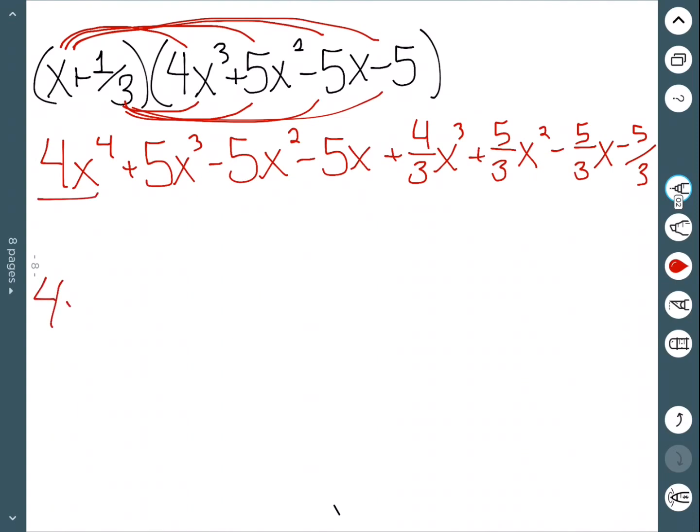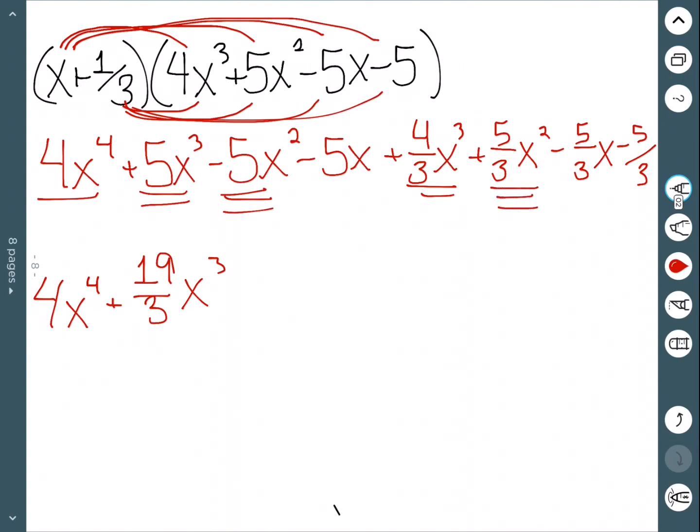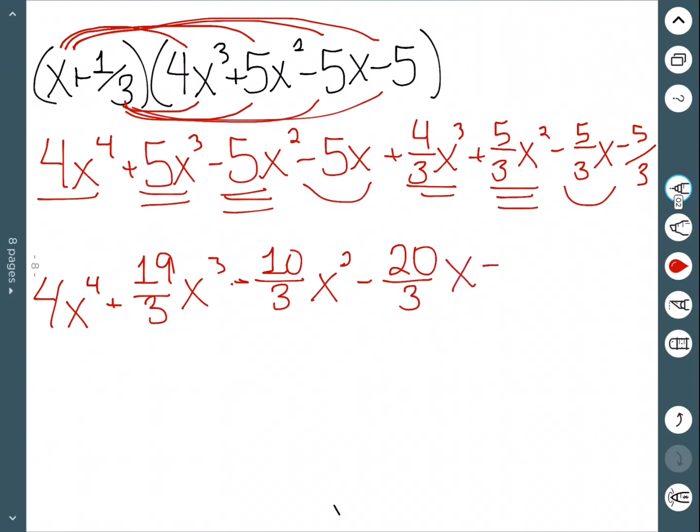I just have a single x to the 4th. I have 2x cubes, and 5 plus 4 over 3 is 19 over 3 x cubed. For my x squared terms, I have a negative 5 and a 5 over 3, which when I add that, I get negative 10 over 3x squared. For my x terms, I now have this negative 5 and negative 5 over 3, which is negative 20 over 3x. And then I have the very last negative 5 over 3.